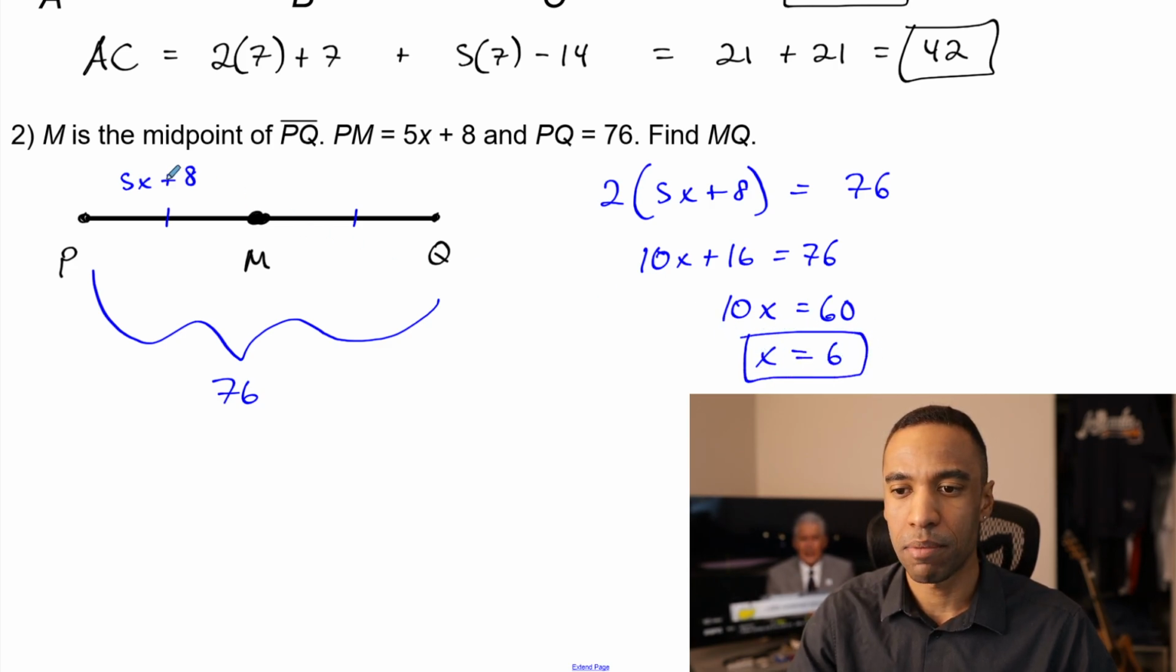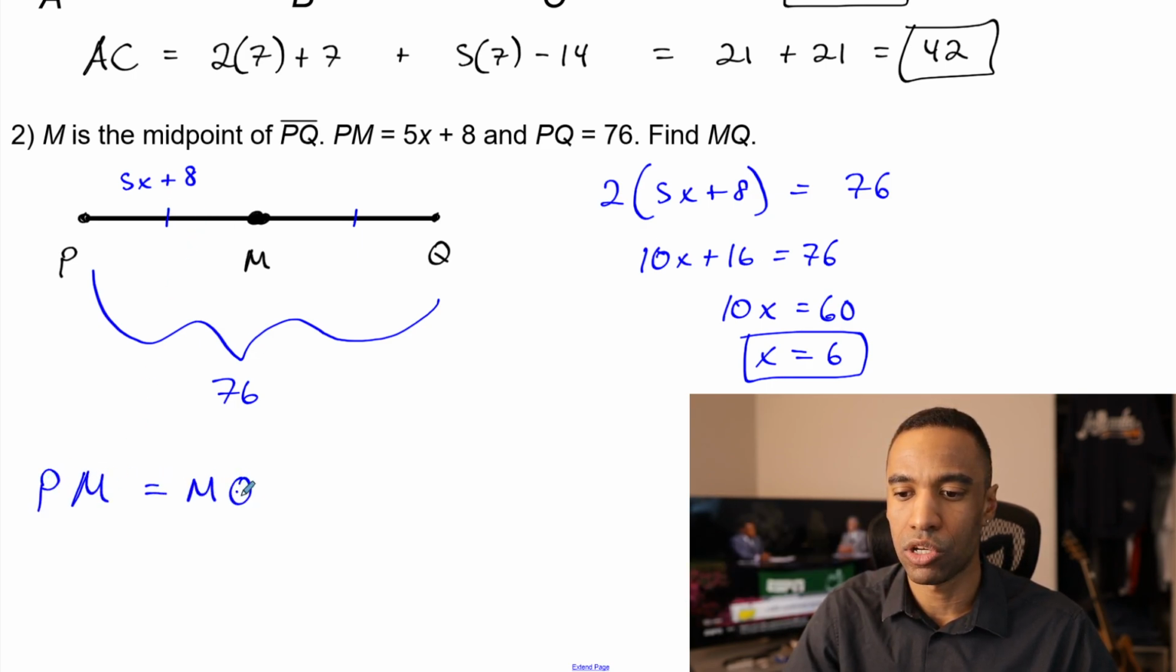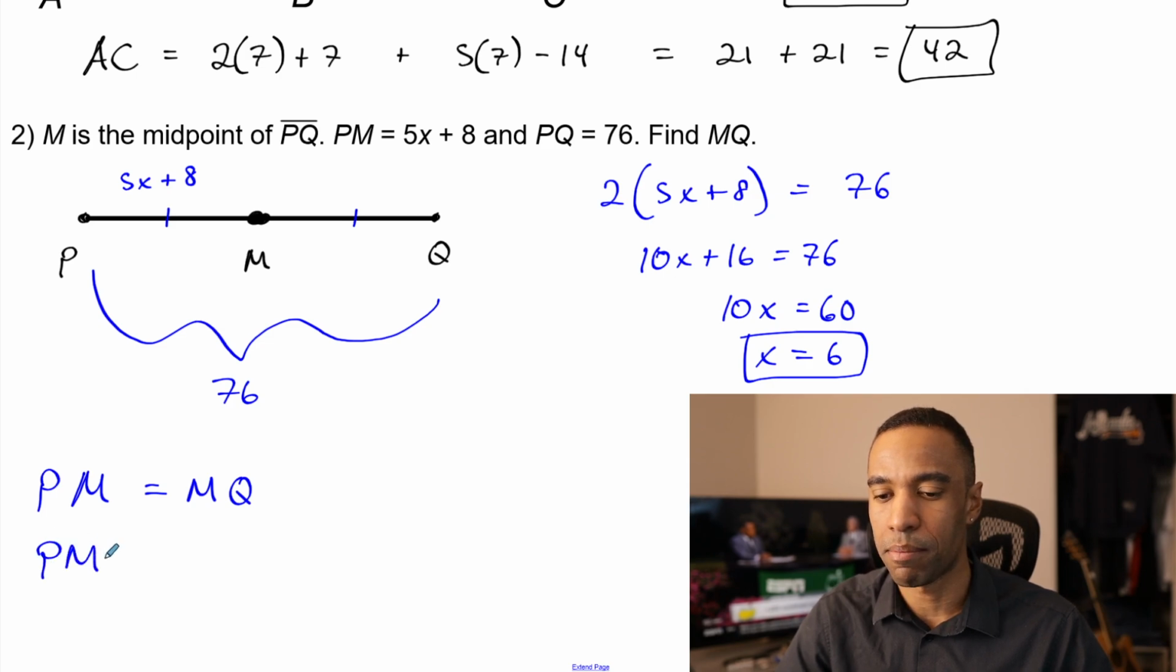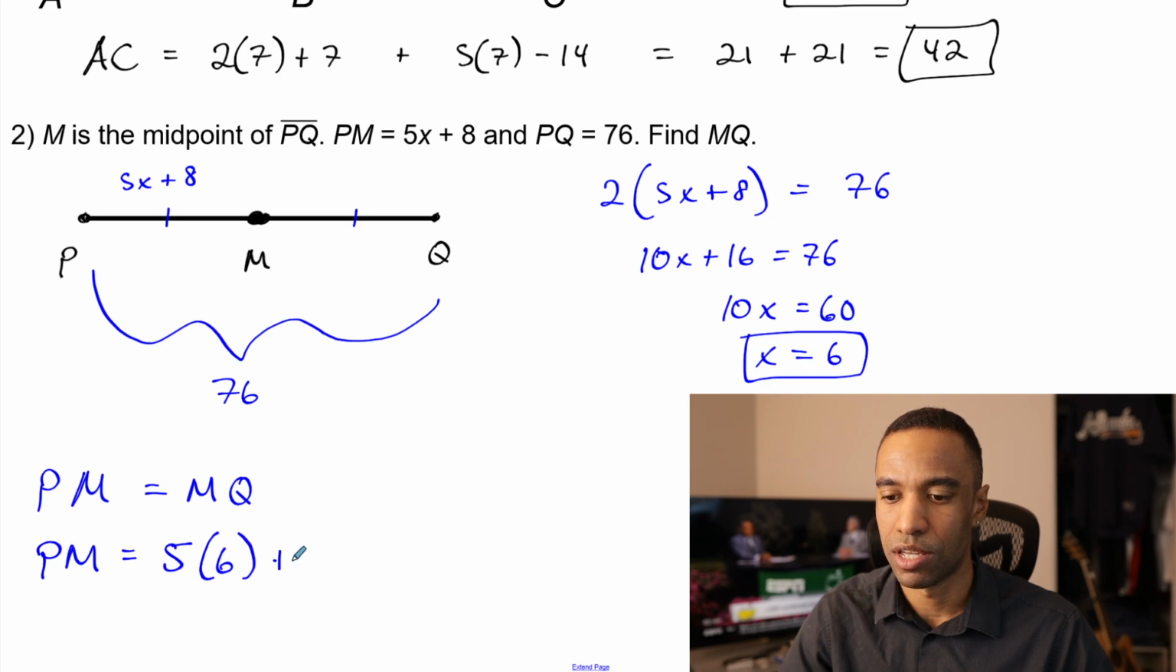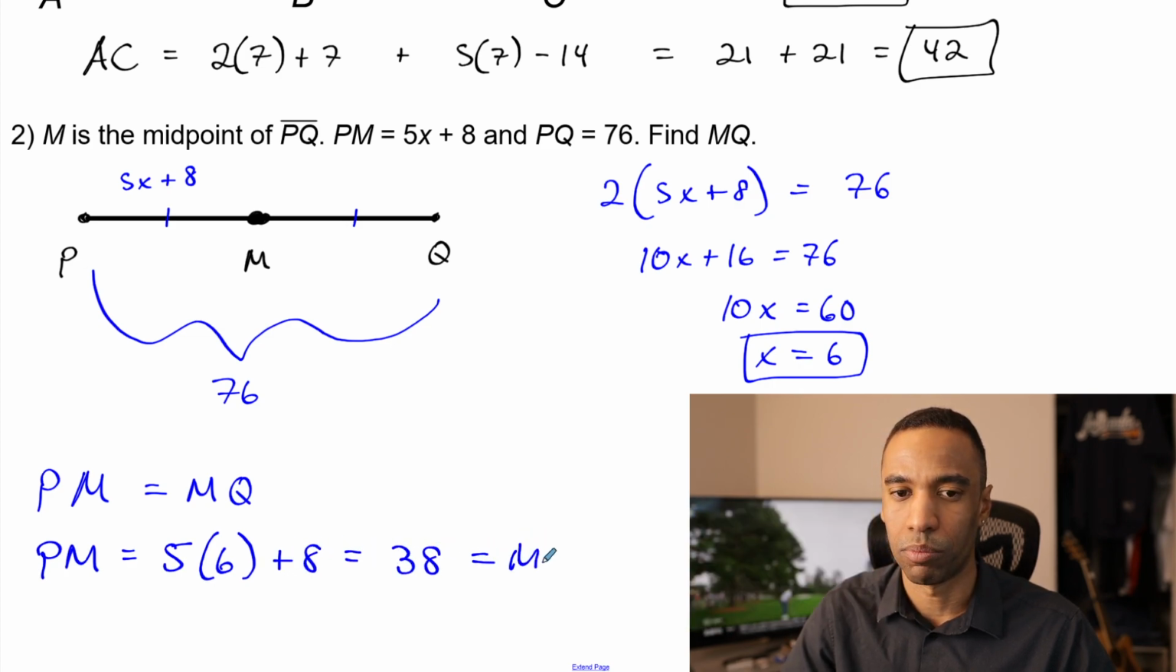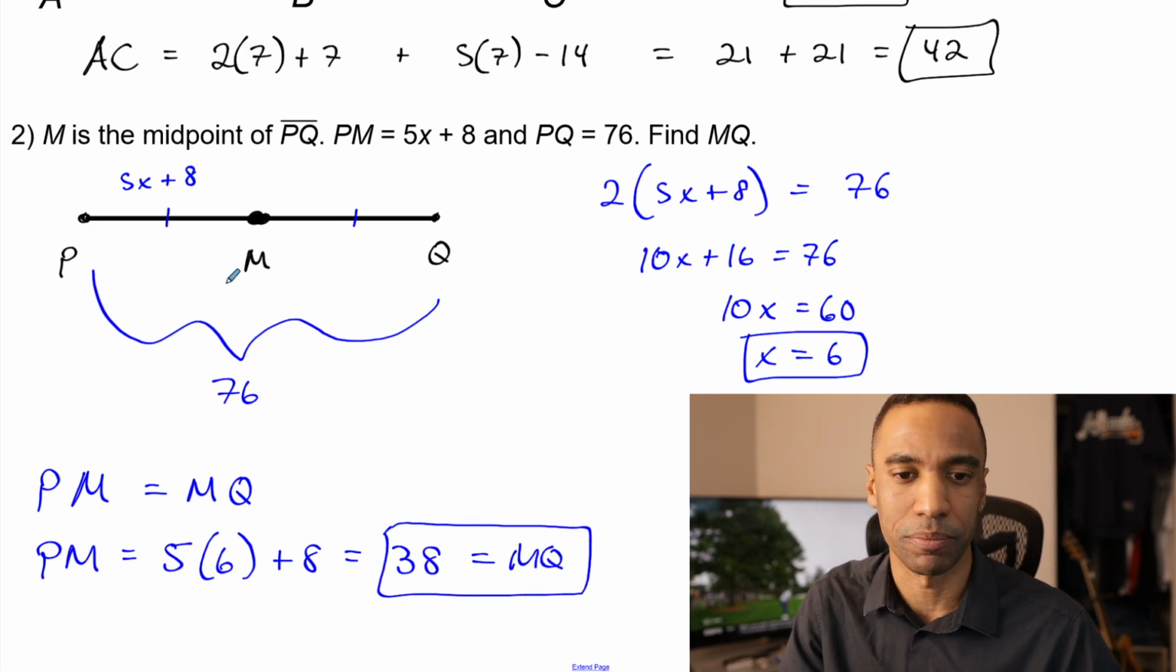Now find the length of MQ. Recall that MQ and PM are the same length. PM equals MQ, and we know that PM is 5x plus 8, so we can do 5 times 6 plus 8, which is 30 plus 8, which is 38. That will be the length of MQ. They are the same length because of the midpoint.